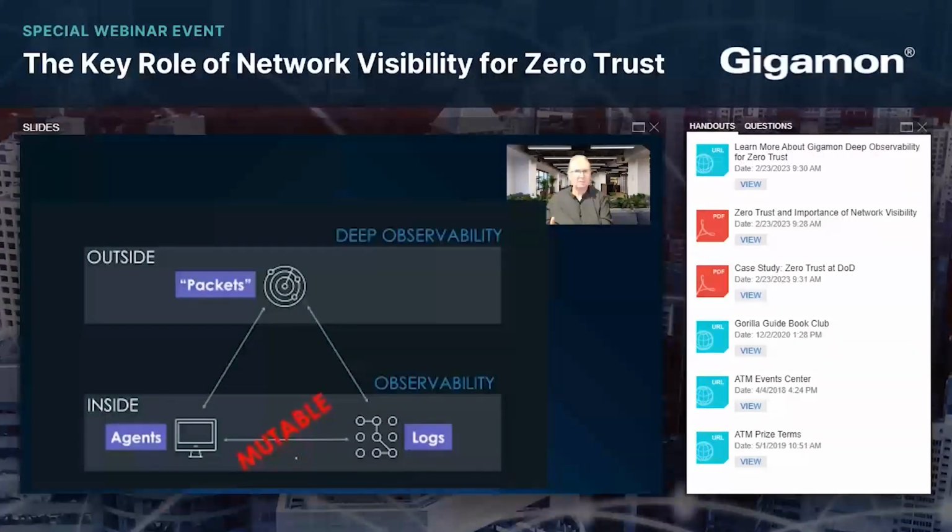I can generate fake logs. I can take my system logs and replay them in a loop. So it looks like the system is just continuing to do whatever it did leading up to the attack. And most people would not notice this. That's one of the problems of observability, of inside visibility. And that's why deep observability is so important.